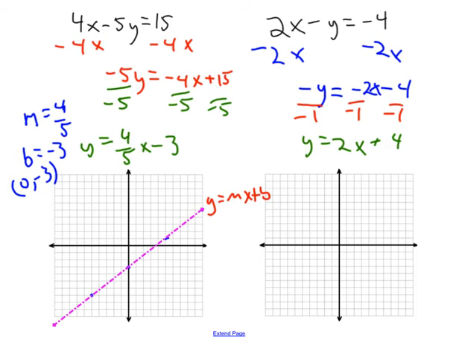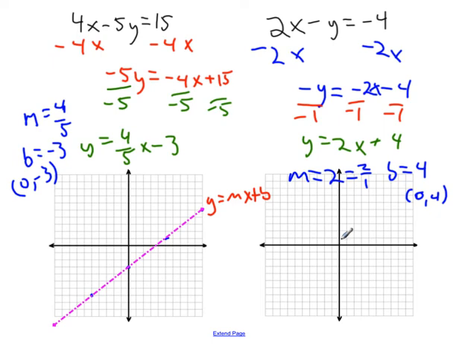Can you identify the slope and the y-intercept now? Well, our slope will be m equals 2, or 2 over 1, and b, our y-intercept, equals 4, and that point would be (0, 4).